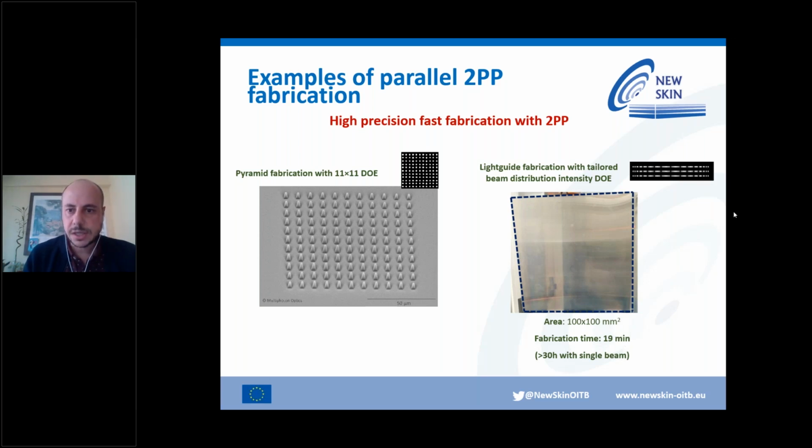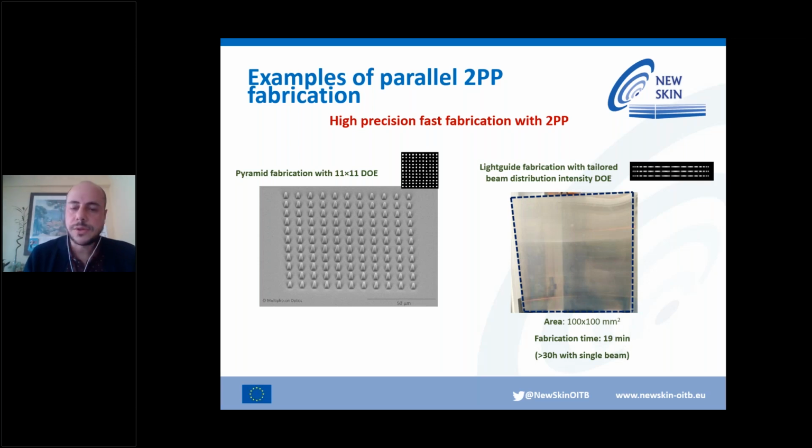This is done by scanning the shape of the DOE perpendicular to the direction of the modulated intensity. So by using the DOEs, we are able to fabricate this kind of demo in 19 minutes, which is a lot if we compare it with other techniques. But it's very quick if we compare it with the fabrication of the same structure using the single beam approach.